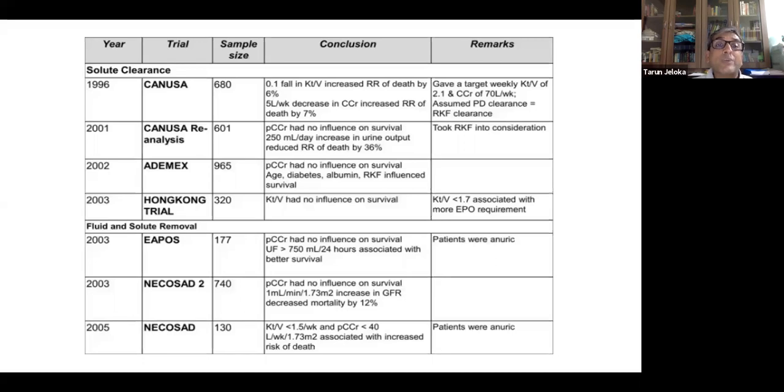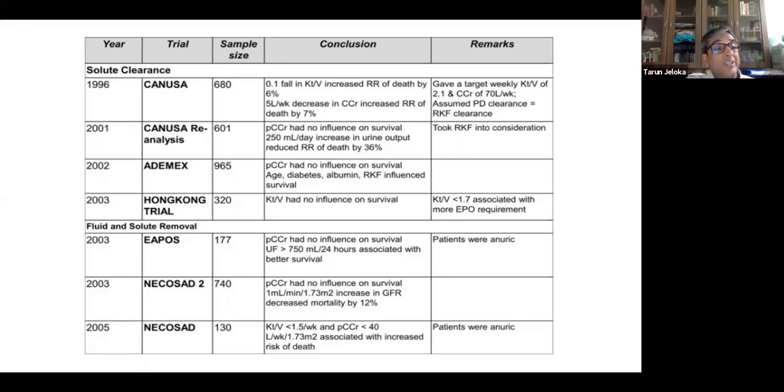In 2001 it was reanalyzed, and the data collected from the previous study was only of 601 patients. What it showed is that peritoneal creatinine clearance had no influence on survival. So what we are talking about is clearance in the initial study, 0.1. It doesn't attribute to the peritoneal clearance. It has no influence on survival. And a 250 mils per day increase in urine output reduced the relative risk of death by 36%.